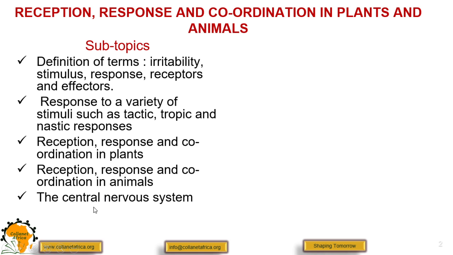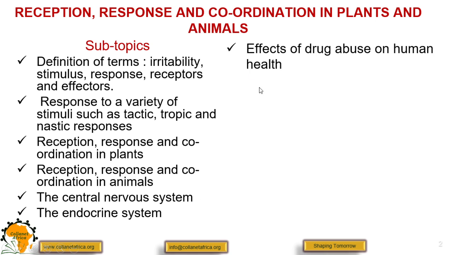We shall discuss the central nervous system, that is, the components of the central nervous system, and even the functions of those components. We shall discuss the endocrine system, which is also called the hormonal system in human beings. Remember, human beings rely on a number of hormones for various functions of the human body. We shall discuss the effects of drug abuse on human health.